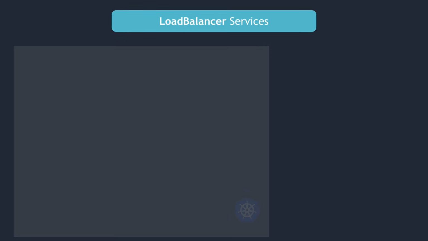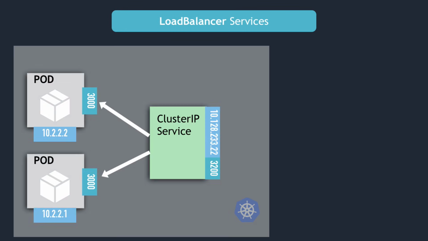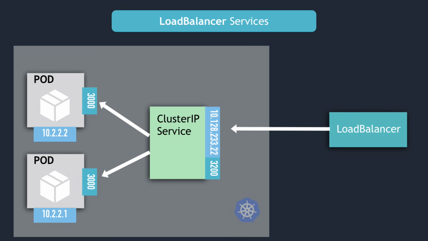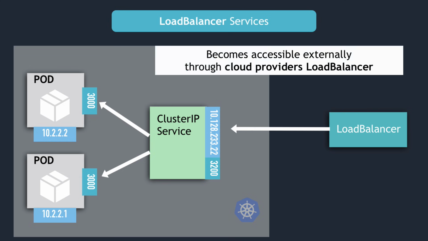And as a better alternative, there is a load balancer service type. And the way it works with the load balancer service type is that the service becomes accessible externally through a cloud provider's load balancer functionality. So each cloud provider has its own native load balancer implementation, and that is created and used whenever we create a load balancer service type. Google Cloud Platform, AWS, Azure, Linode, OpenStack, and so on, all of them offer this functionality.